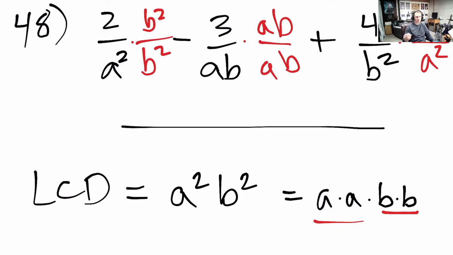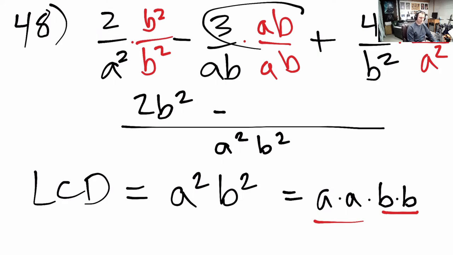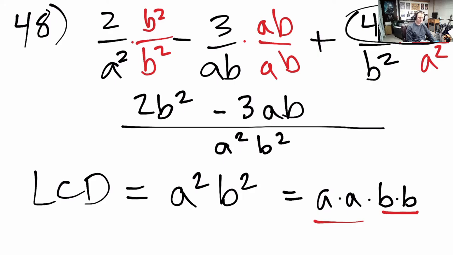When fractions have the same denominator, the result is a fraction with that denominator in the denominator, right? And then in the numerator, we actually just have the sum or difference of everything that we've written, which is 2b squared minus 3ab plus 4a squared.